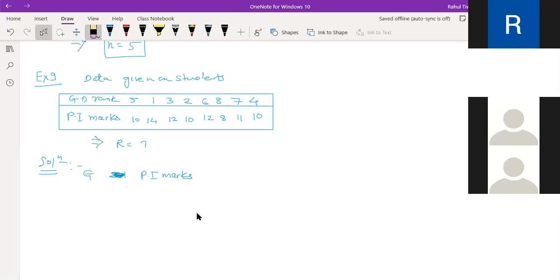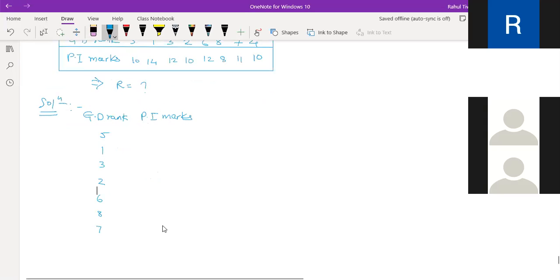So we have the GD rank, which is 5, 1, 3, 2, 6, 8, 7, 4. And this is the data you have been given for marks: 10, 14, 12, 10, 12, 8, 11, 10. So this is the rank you have been given.